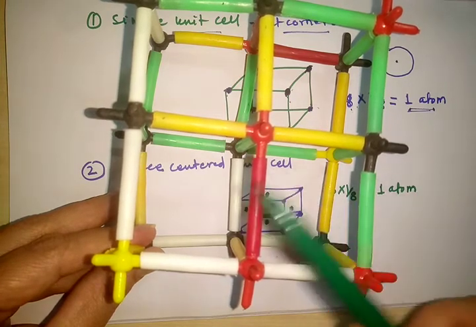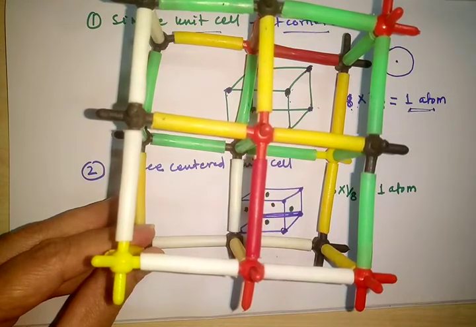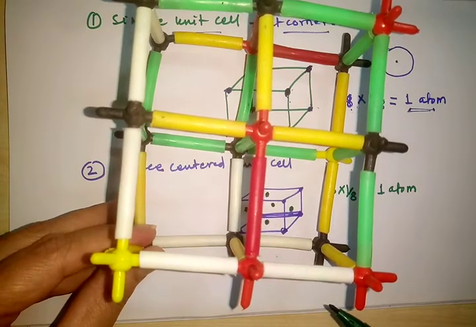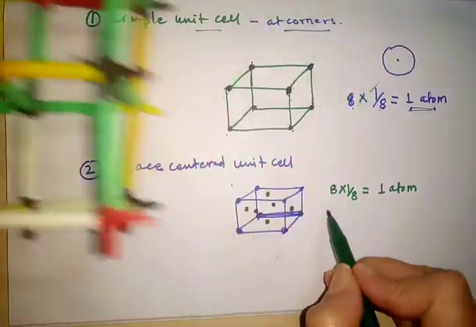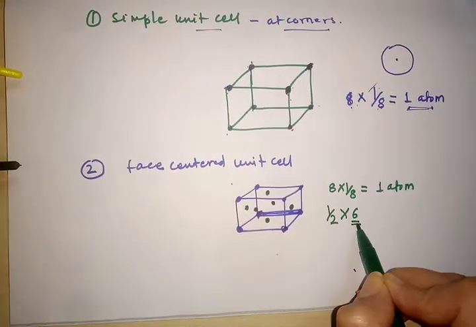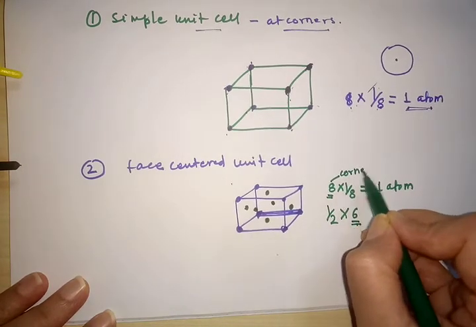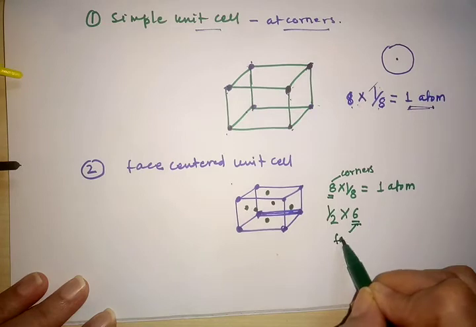Okay, so in all there are 6 faces, isn't it? 1, 2, 3, 4, 5 and 6. In a cube there are 6 faces. So the total contribution will be half into 6. So what are these? These are the 6 faces and these are the 8 corners. These are corners and these are the faces.